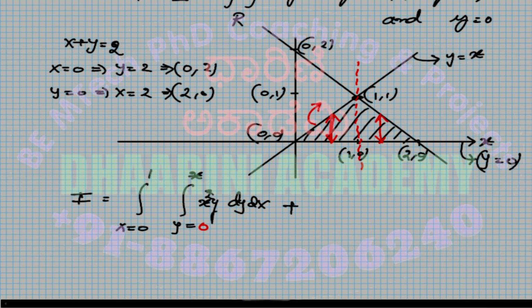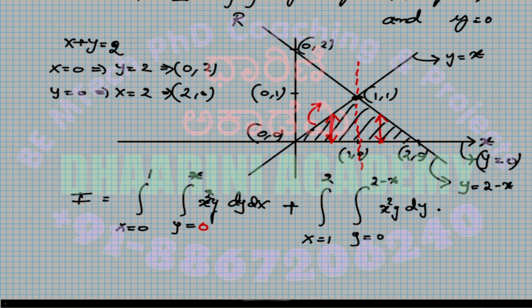Now you see x varying from 1 to 2. In this case, what happens to y? Y once again starts from 0, but the upper limit is, now you see, what is the equation of this line? This is x plus y is equal to 2. So y is equal to 2 minus x. So this is 2 minus x. Once again, x square y dy dx.